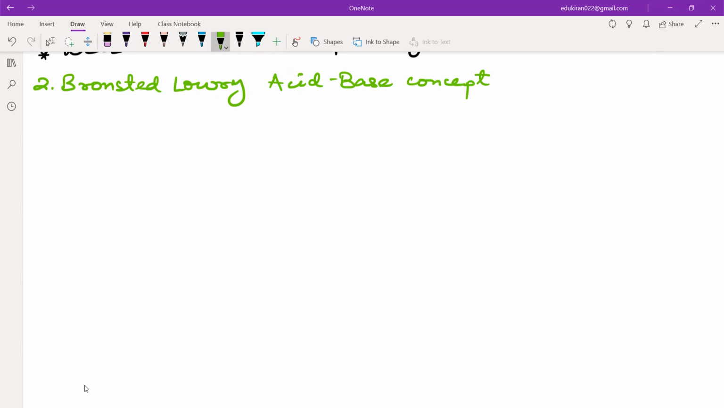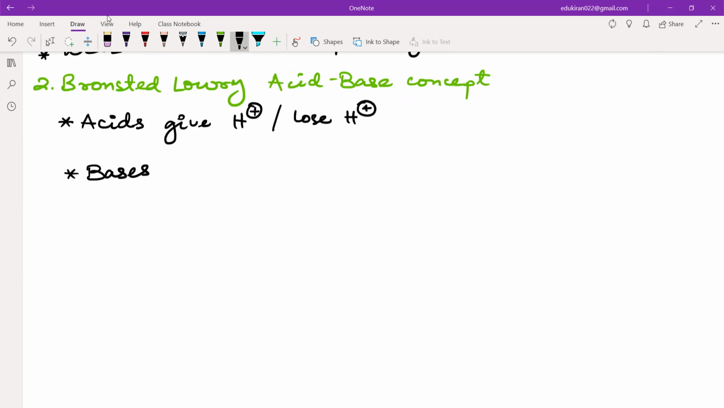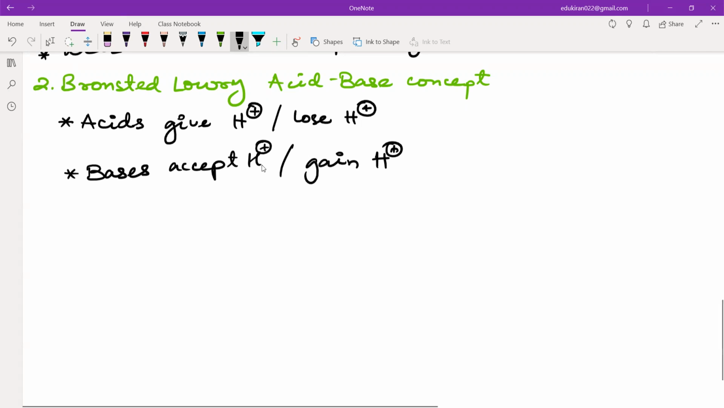Now his was a simpler definition. He said that acids give H plus. That means they will lose H plus. That means acids lose H plus. He said that bases accept H plus, or gain H plus. Okay. Is this fine with everyone? All of you, please tell me. Yes, okay.